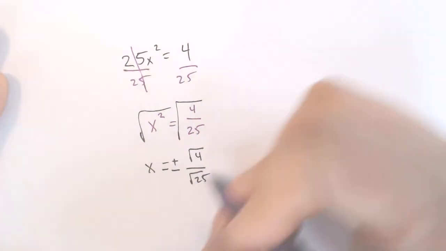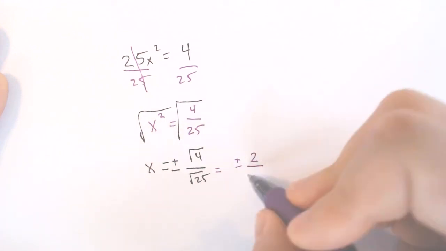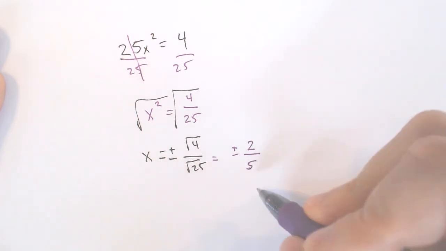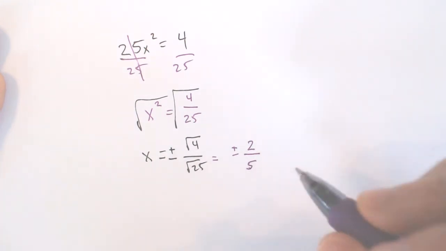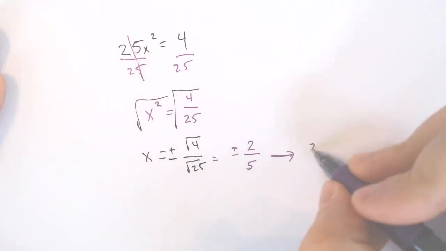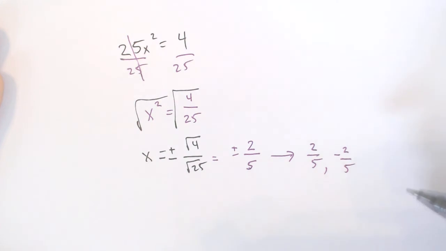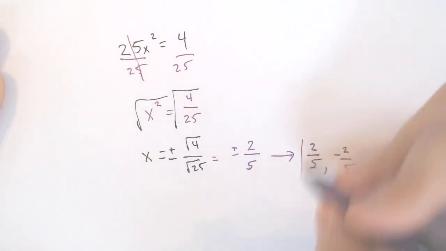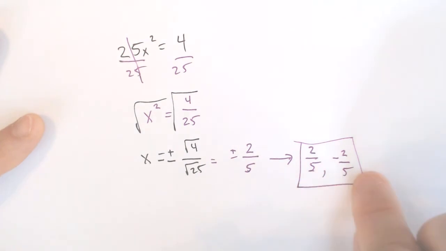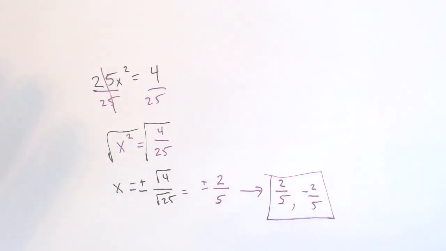The square root of 4 is 2, and the square root of 25 is 5. So that means that the answer to this is plus or minus 2 over 5. Sometimes the answer is listed out as 2 over 5 and negative 2 over 5, because that's what the plus or minus means. It means there's a positive and a negative version of that answer. All right? So one more.